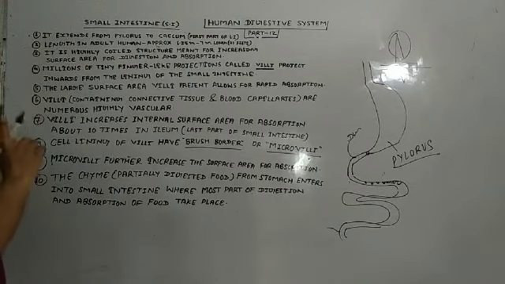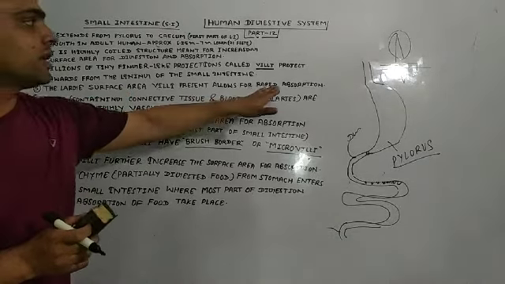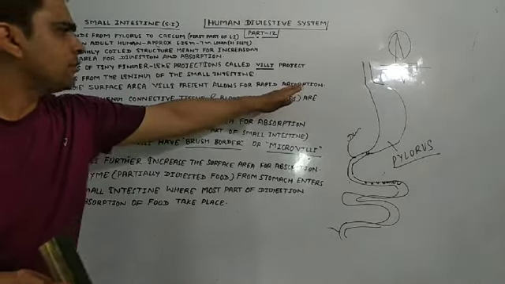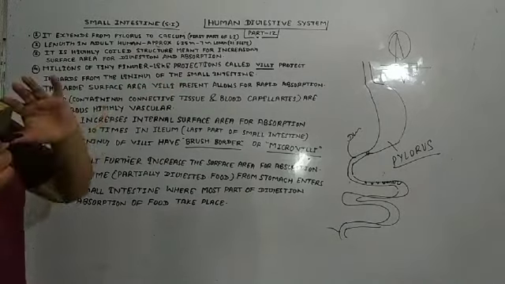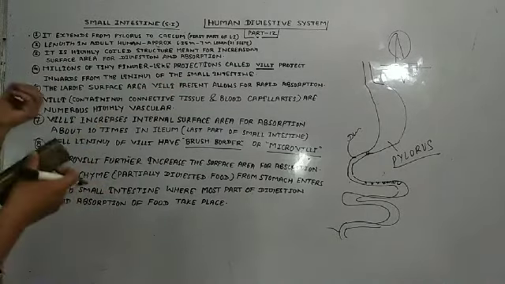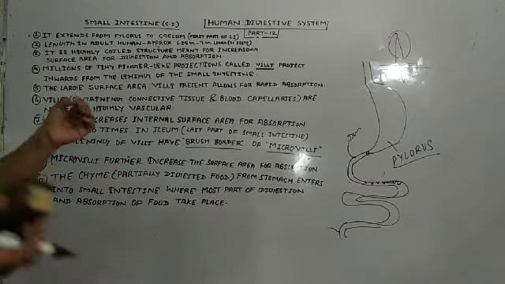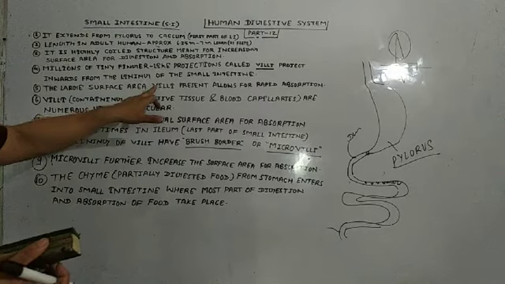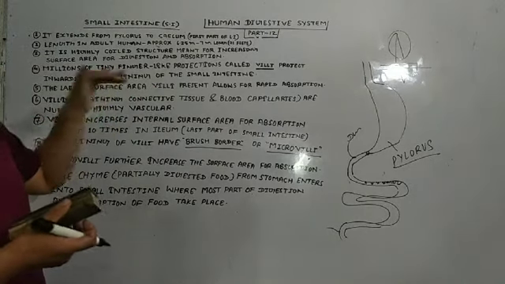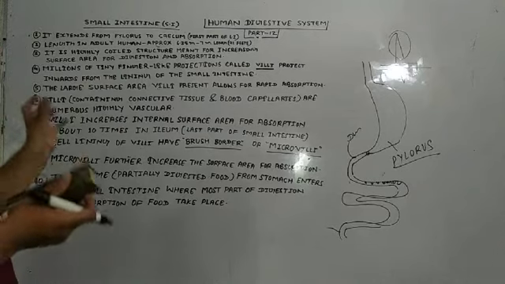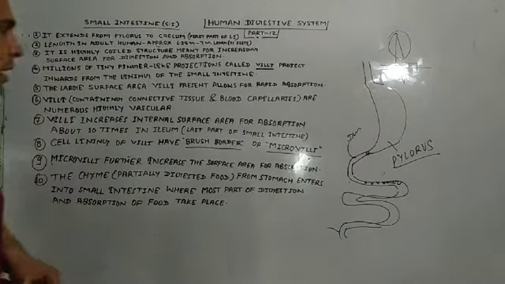Now come to the next point. The large surface area the villi present allows for rapid absorption. I have already talked about this point. Why are villi present? Villi increase the surface area. So there is a large surface area due to the presence of villi. Clear, students? So there is a large surface area and rapid absorption takes place in that area.